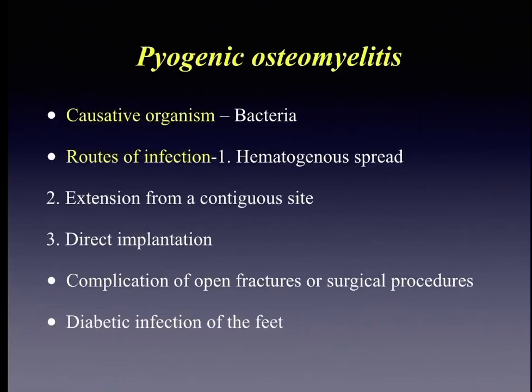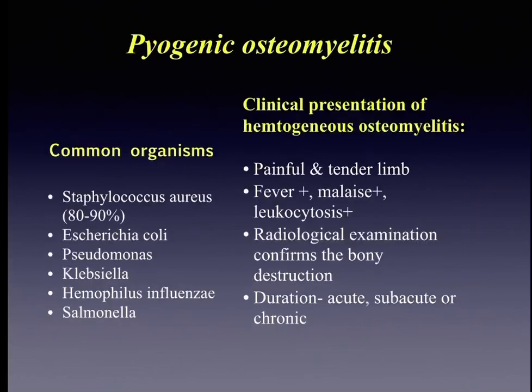Organisms can reach the bone by hematogenous spread, especially in healthy children, affecting the long bones. And in case of adults, it is more often as a complication of open fractures, surgical procedures, or secondary to diabetic infections of the feet. So coming to the organisms which commonly cause pyogenic osteomyelitis, the most common organism is Staphylococcus aureus, which is seen in about 80 to 90% of cases of culture positive pyogenic osteomyelitis.